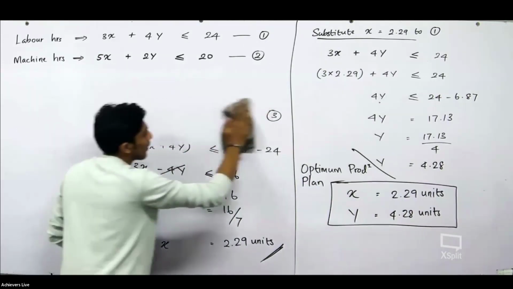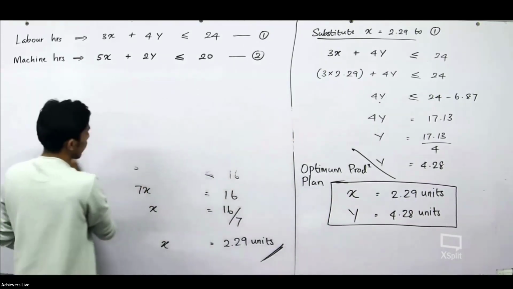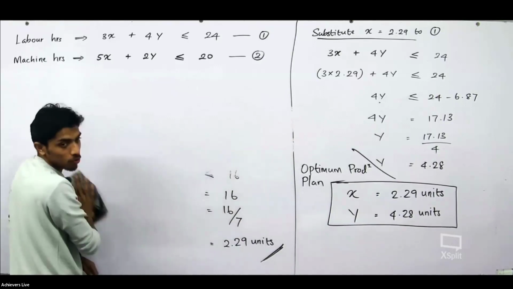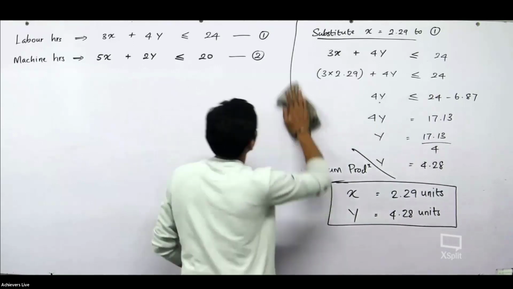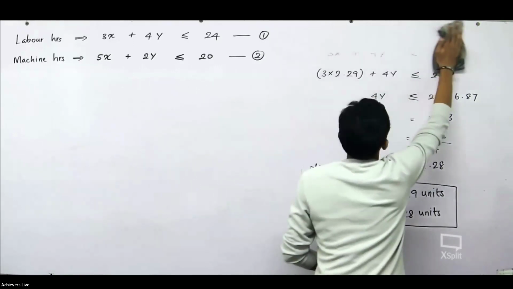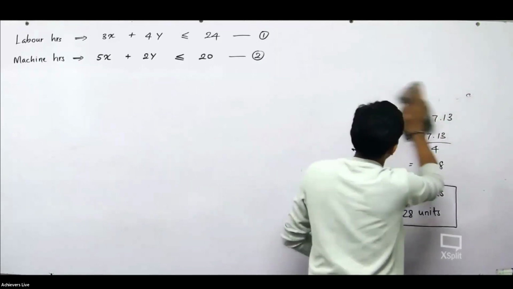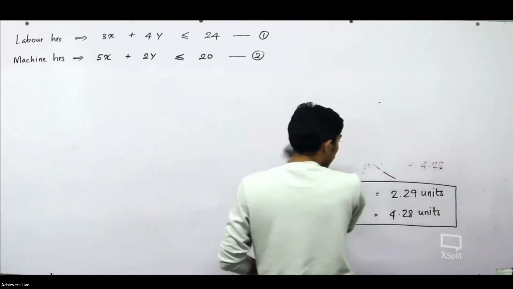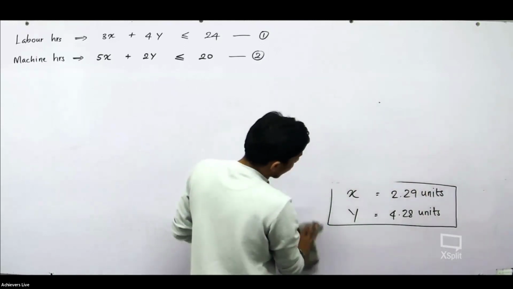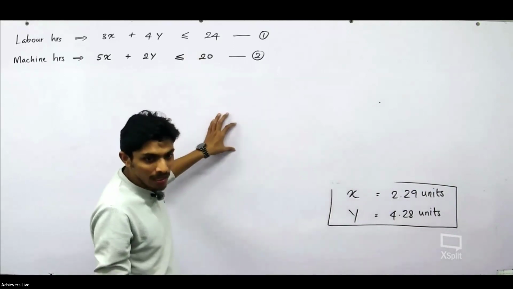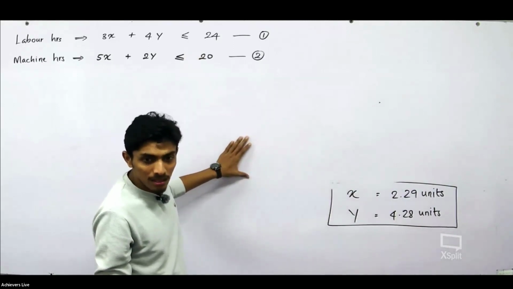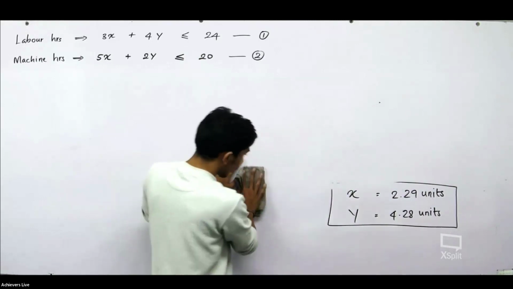Now we have constructed these constraint formulas. Using these constraint formulas, we can't find the optimum production plan. Using these constraint formulas, we can find the mix when there are two limiting factors.